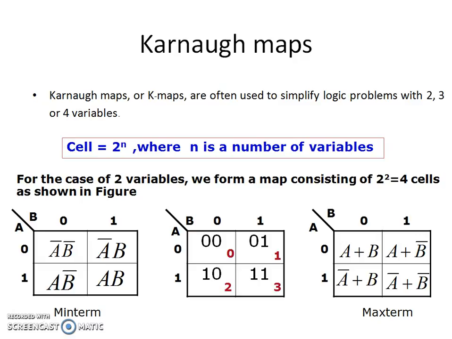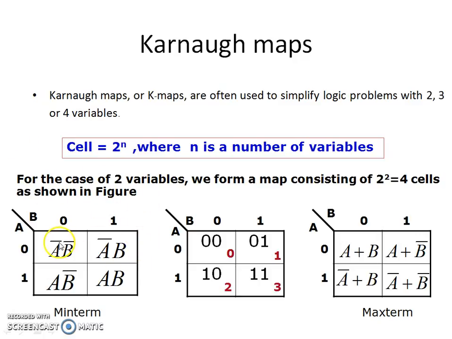For a K-map simplification, we want to know the number of variables. Depending upon the number of variables n, we have 2 raised to n number of cells. A cell is a square represented in this graph. If n is 2, we have 4 cells. That means for a 2 variable system, we have 4 combinations, that is 00, 01, 10 and 11. Correspondingly, we have 4 cells.